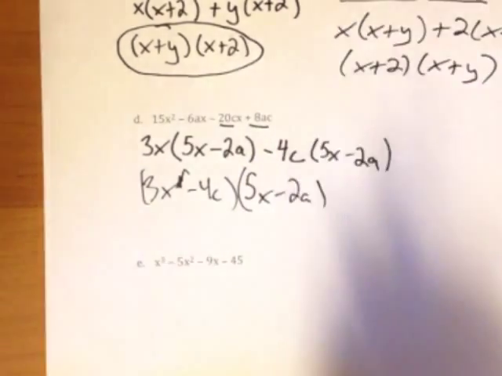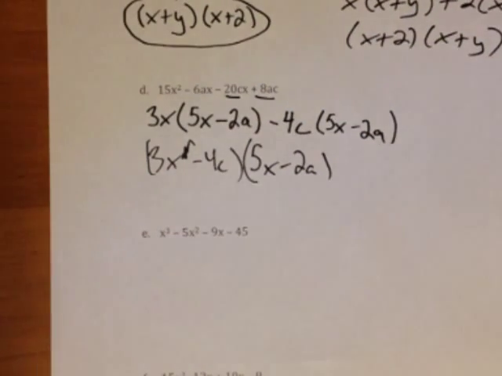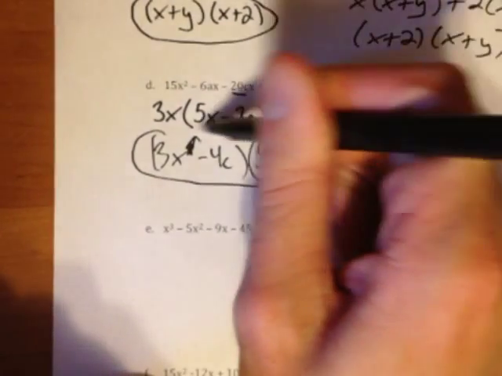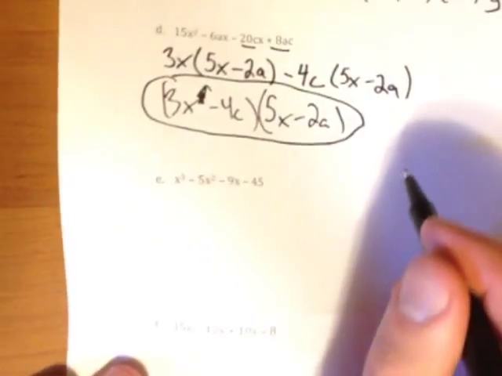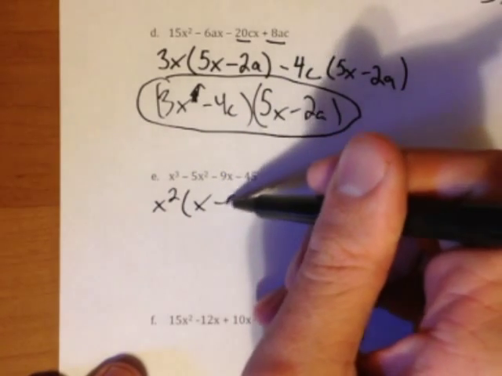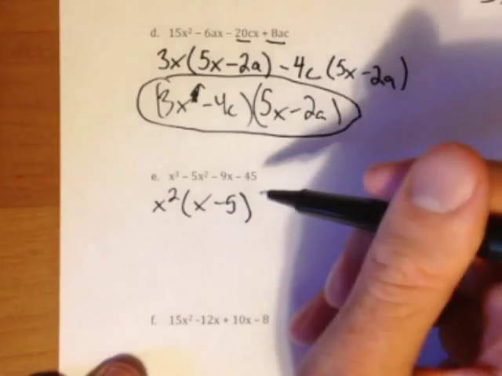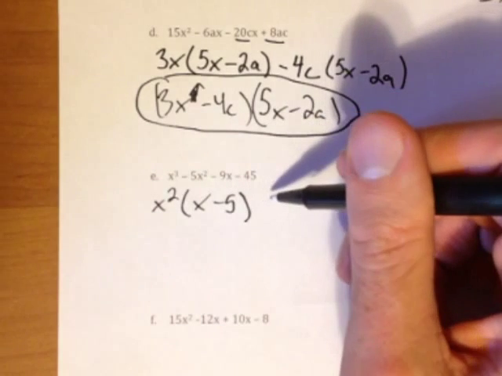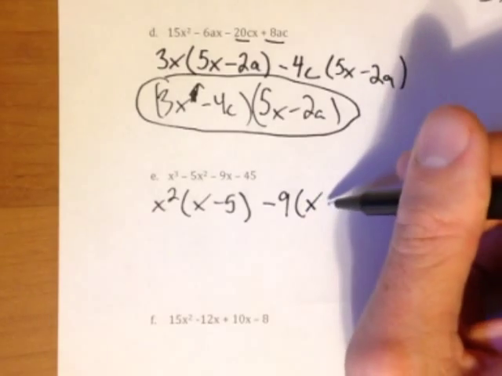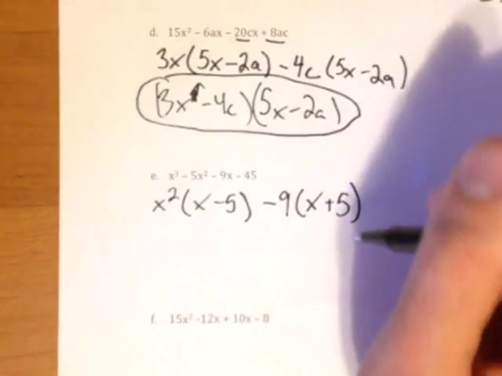Now check each of those individual parentheses. Can any of them be factored by maybe difference of squares, or is there a GCF in any of them? There's not, so I'm done. Okay, next one. Go a little faster this time. Taking out an x squared, left with x minus 5. Then take out a negative 9. I'm left with x plus 5.